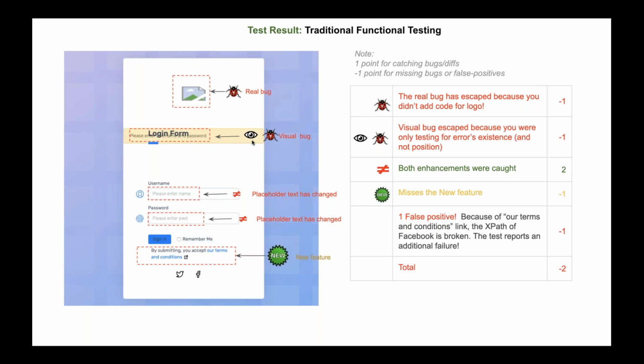You are not checking whether this banner actually exists in this exact location or not. So that's another false positive. I mean, another thing that's escaped. Now, you actually caught these two placeholder texts because you had written tests for those things, but you missed this new feature's existence.